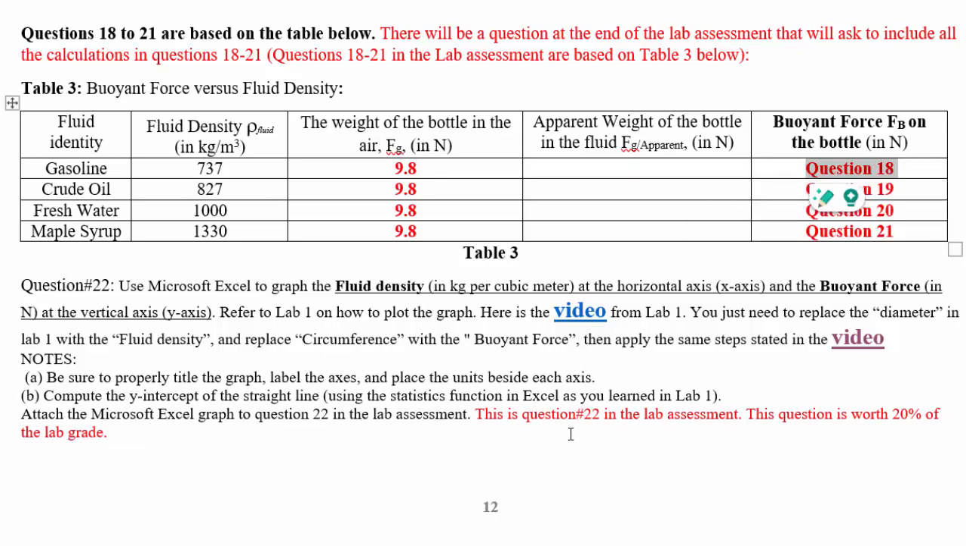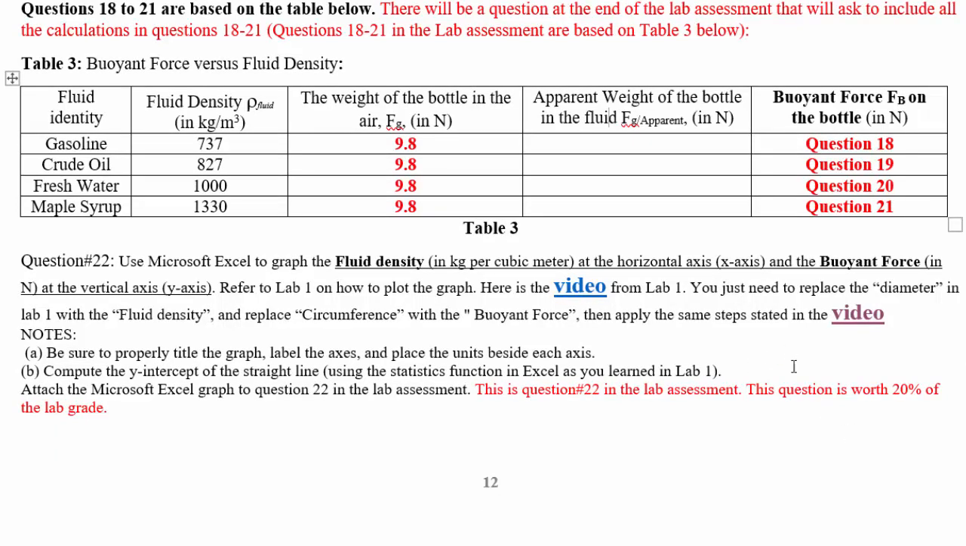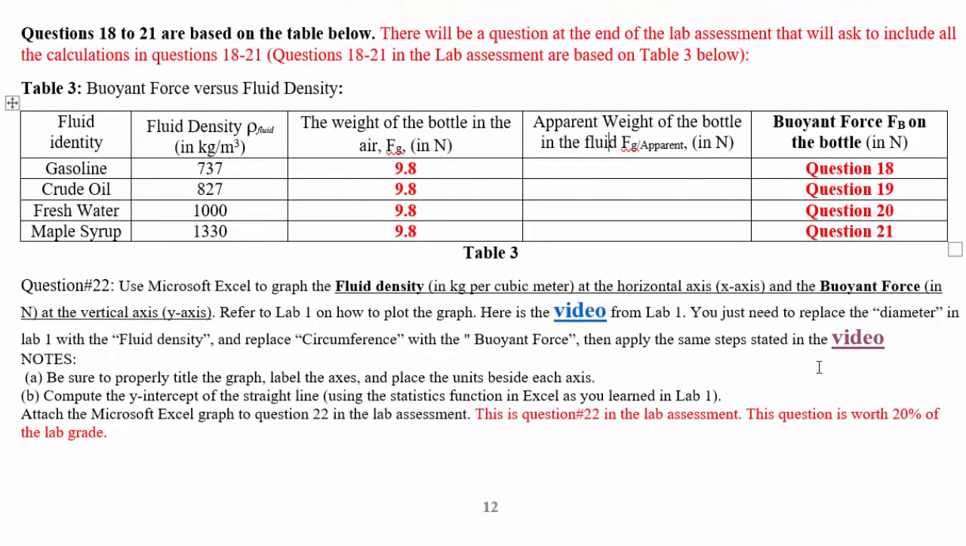Recall that the buoyant force is opposing the direction of the weight, so that's the reason why the apparent weight will decrease by an amount equal to the buoyant force. Okay, so that's it for this video about how to conduct the experiment. In the next video, I will show you how to do the analysis of the data we have.